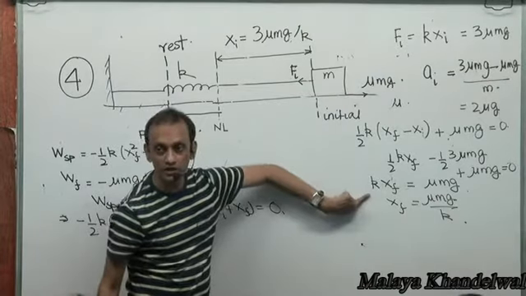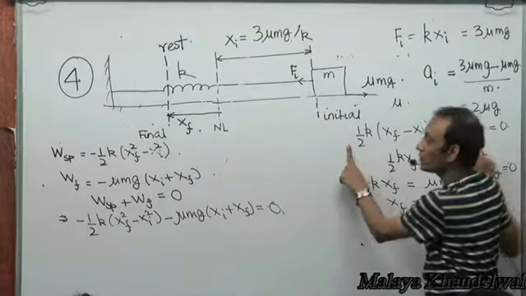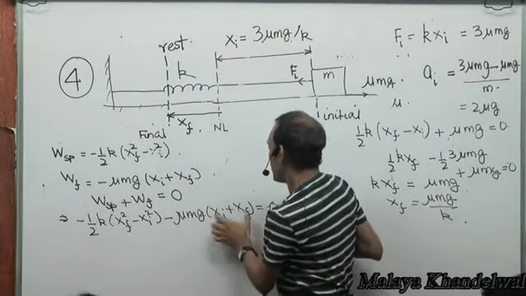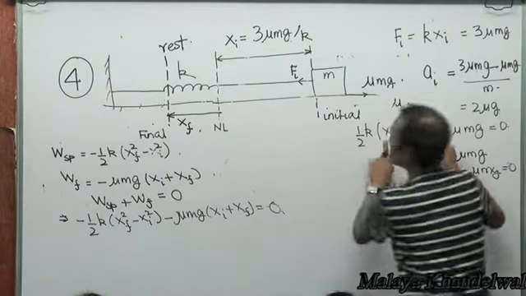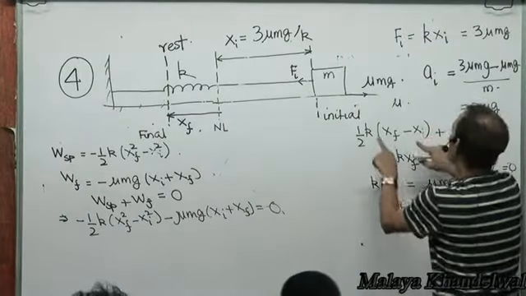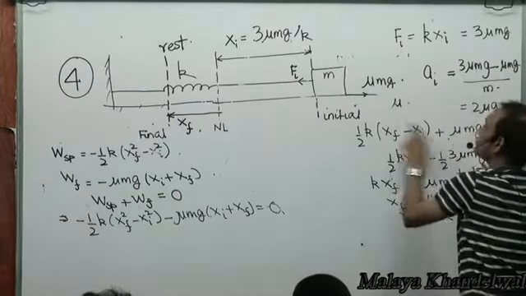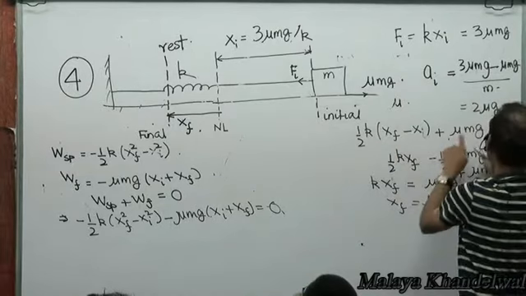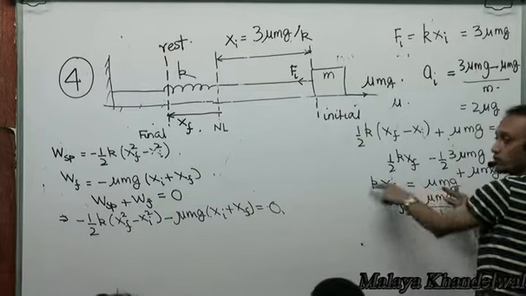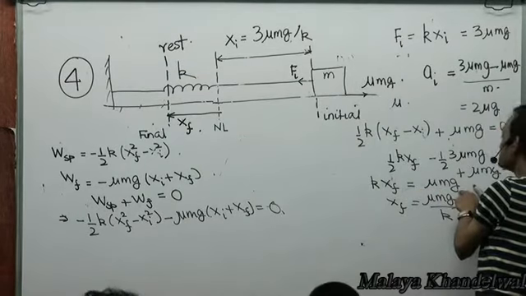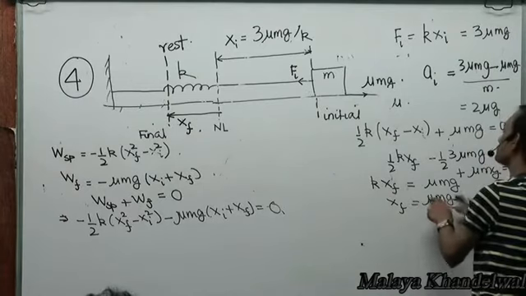From this point onwards, you didn't understand. This point. You didn't understand how I got this. Okay. Look at this equation. I divide by xi plus xf, so I get xf minus xi. Right? Then this kxi I replace by 3 mu mg. So minus 3 mu mg by 2 plus mu mg is kxf. Half will get cancelled. So kxf is this. What? Still confused? So xf is mu mg by k.